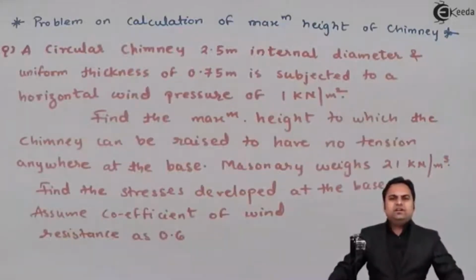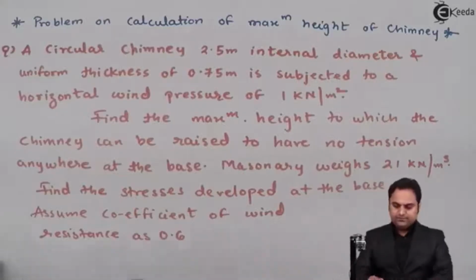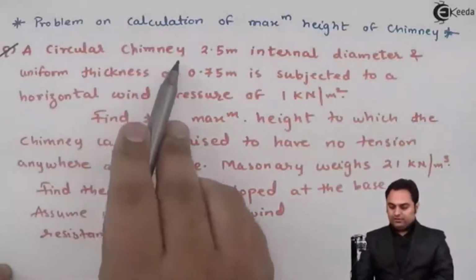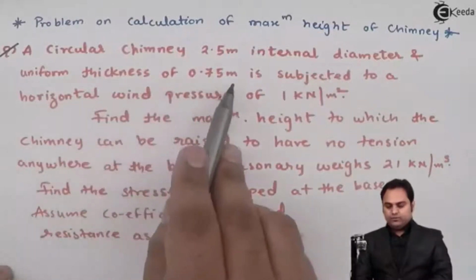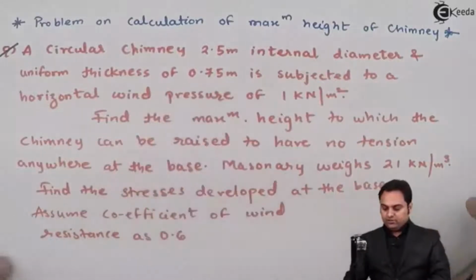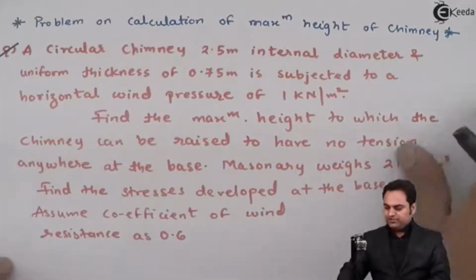In this video, we will see a problem of calculation of maximum height for a chimney. Here is the question. A circular chimney, 2.5 meter internal diameter and uniform thickness of 0.575 meter. Whatever is given here, I'll write that in the form of data by reading the question.